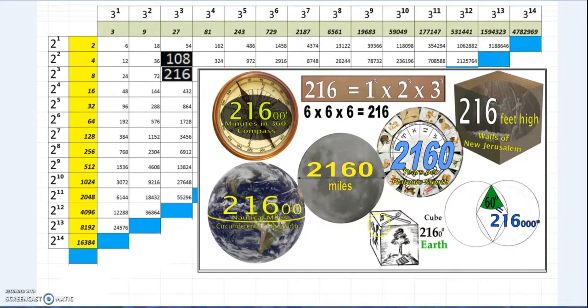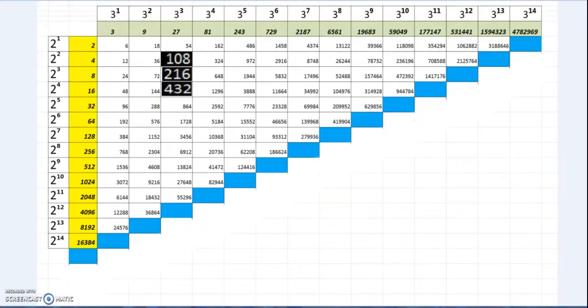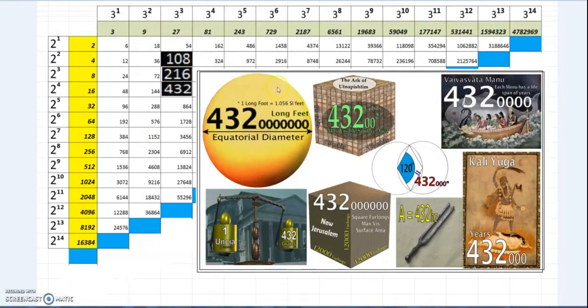A cube, one of the Platonic solids, 2,160 degrees. And it also appears in the vesica. Now, it's also in the vesica itself, 108, or a few other aspects of that. But 216, these harmonics. And so 108 times 2, 216, 216 times 2, we get 432. What's the diameter of the Sun in the long scale? The Ark of Utnapishtim in New Jerusalem also incorporating this number multiple times.